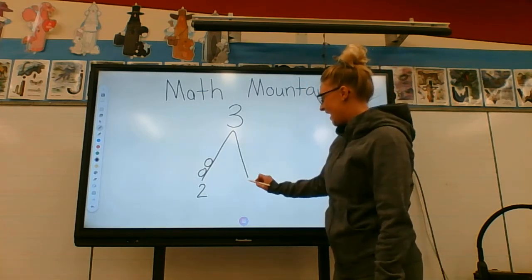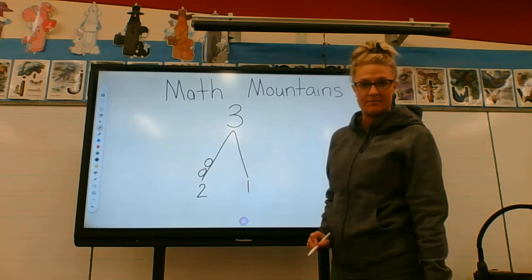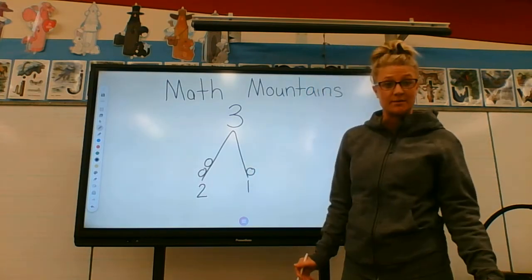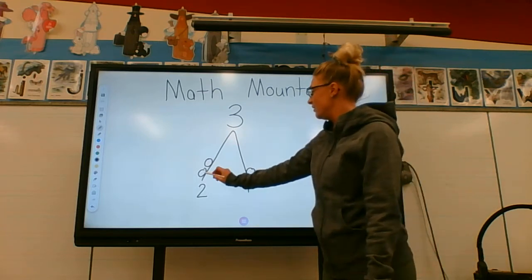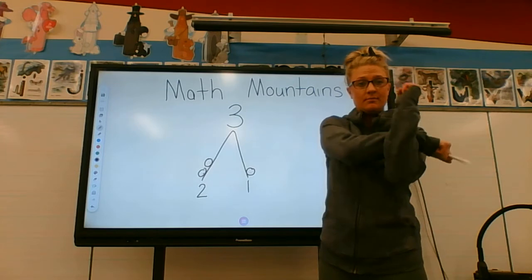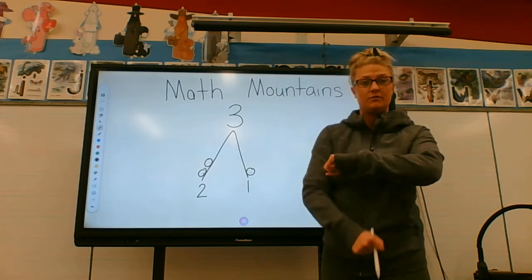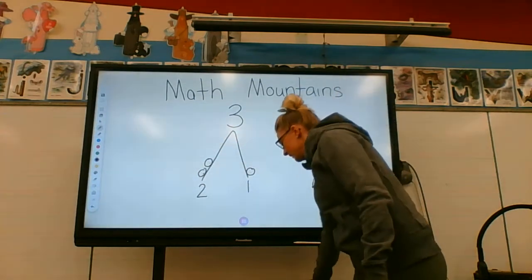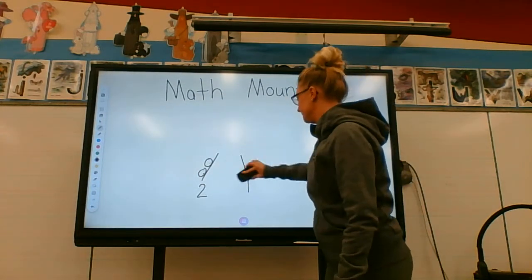So we want to add the number 1 on this side of the math mountain and draw 1 circle. Now we'll double check to make sure we have 3. 1, 2, 3. 2 plus 1 equals 3. All right. Let's do one more.